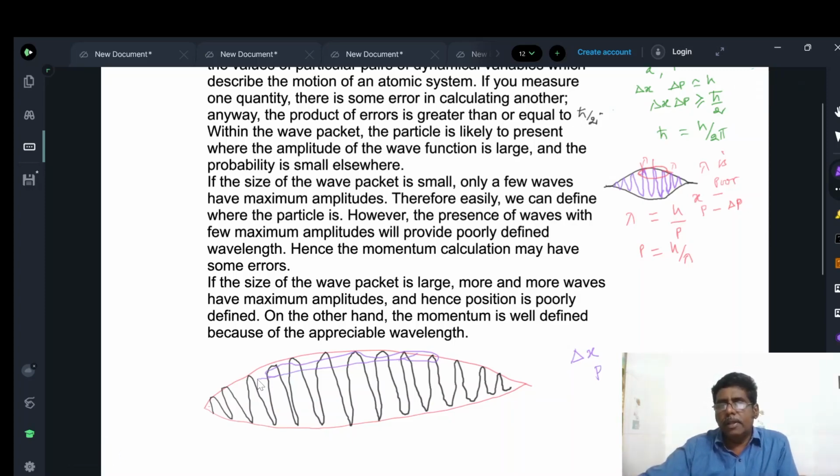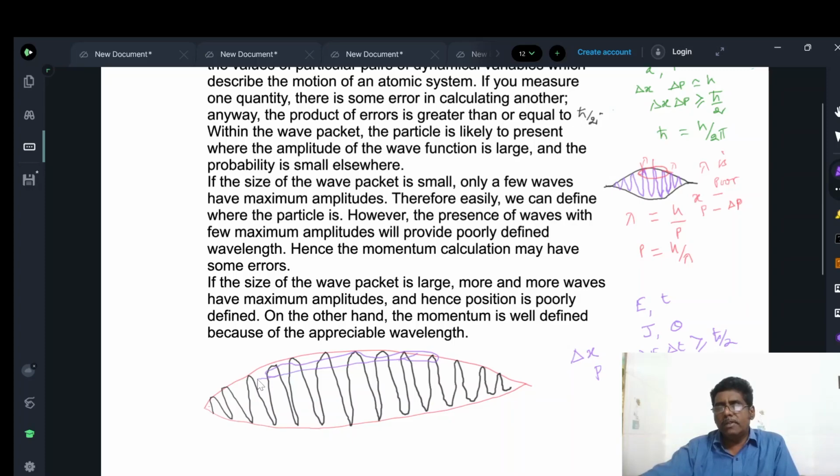Anyway, the product of errors in calculating the position and momentum is greater than or equal to h cross by 2. We may apply the same to another set of variables, energy and time, angular momentum and angle. Say delta E into delta T greater than or equal to h cross by 2. Delta J into delta theta greater than or equal to h cross by 2. These variables are called canonically conjugate variables. Position, momentum, energy, time, angular momentum and angle are called canonically conjugate variables.